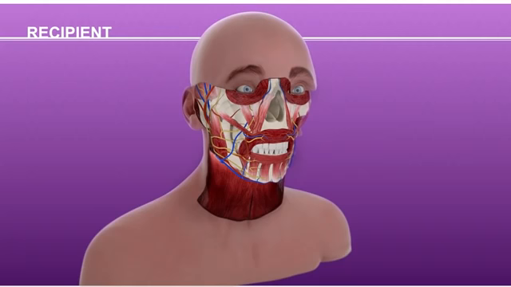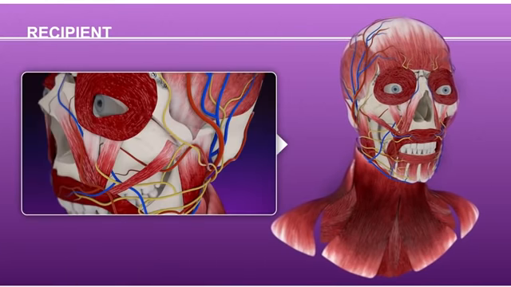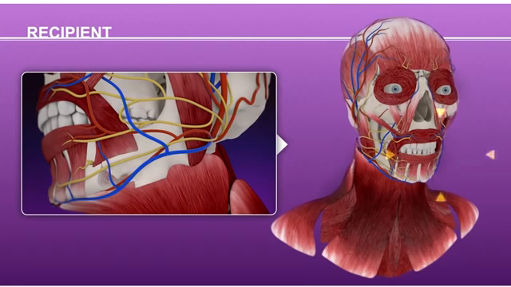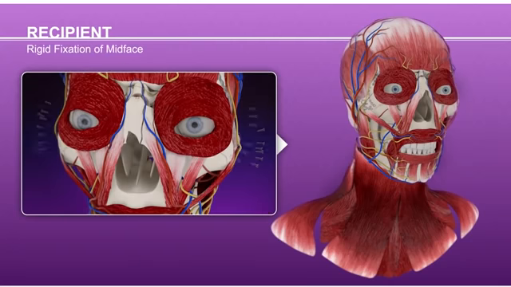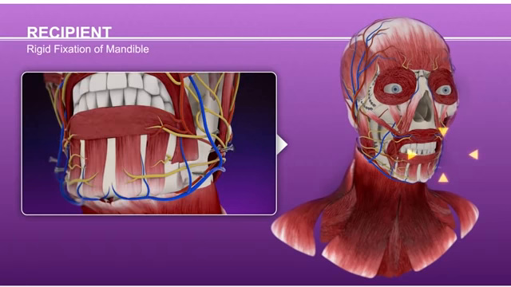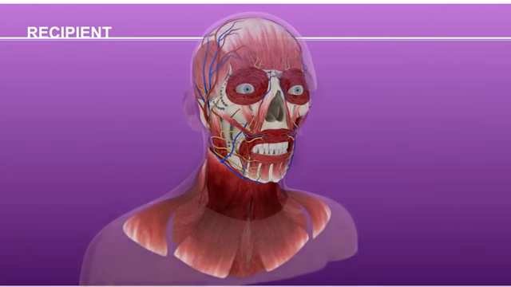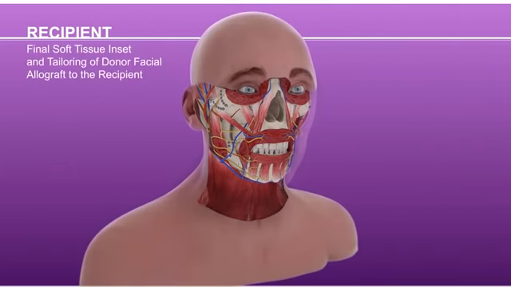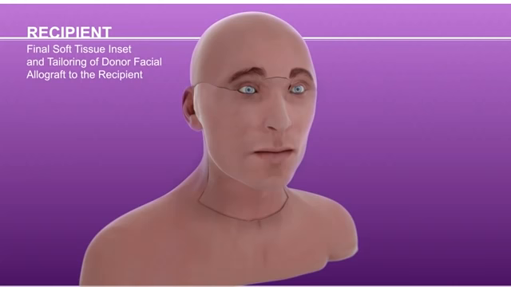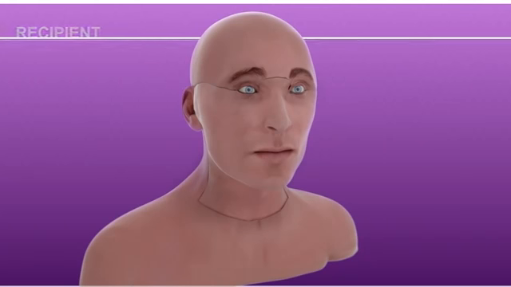This allowed precise inset of the donor skeletal segments and overlying soft tissues, as well as coaptations of facial nerve branches and vascular anastomoses. Accurate midface skeletal alignment was ensured. In addition to optimal mandibular contour, rigid fixation of the midface was performed using titanium plates, and bicortical lag screws were used for mandibular fixation. The remainder of the facial allograft was then tailored to resurface the entire recipient defect and achieve final soft tissue inset.